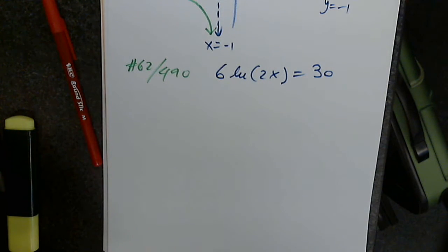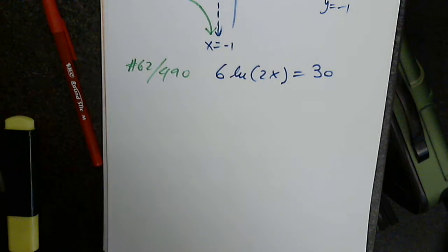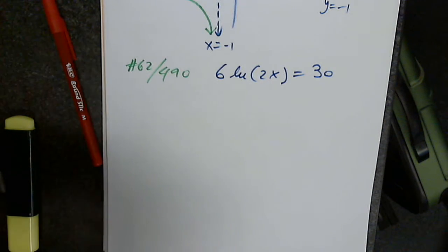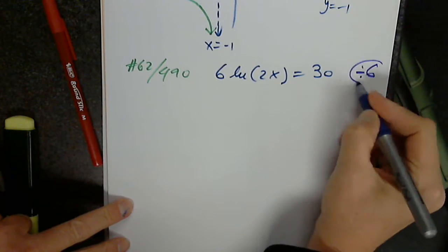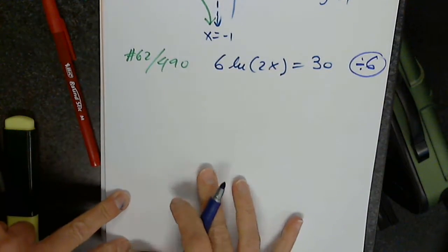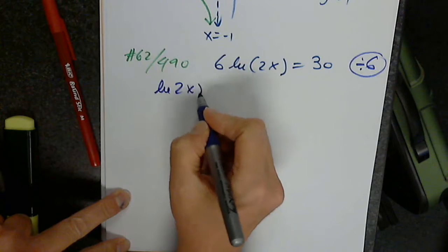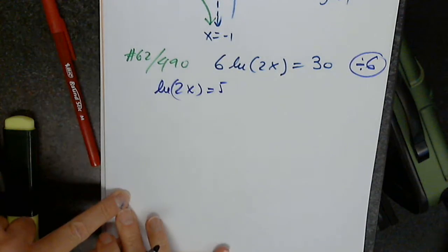Say it again. No. Say it again. Make both sides long. No. Divide by 6. Absolutely. I have to clean it up, dividing both sides by 6. So this, natural log of 2x equals 5.